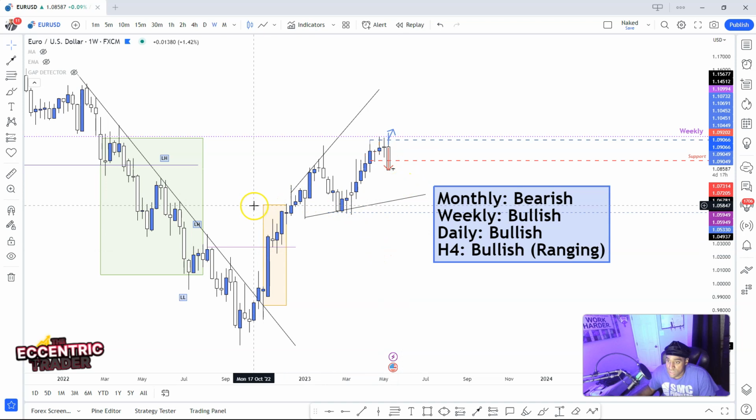It could be here. See this quick action right here. It could be anywhere right here, honestly. And I think it's because it looks like it's going to form some type of bullish fan or megaphone or whatever. But yeah, it looks like it's trying to do that.